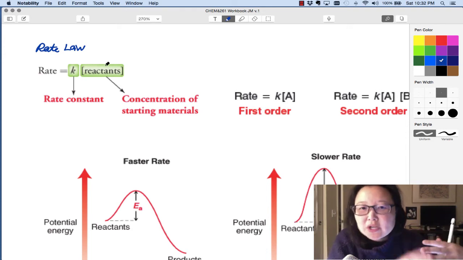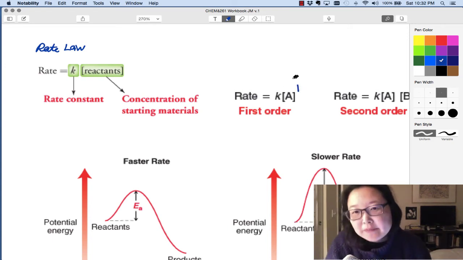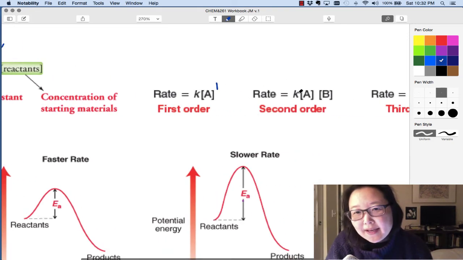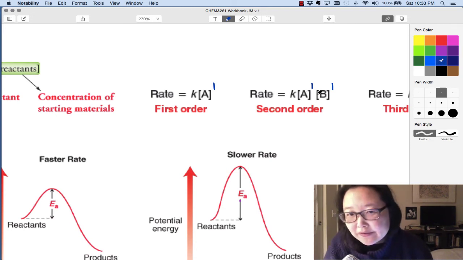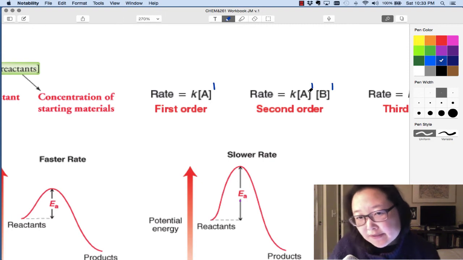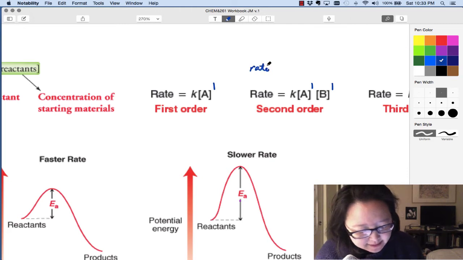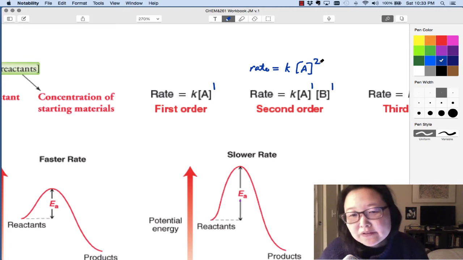Some of them change proportionally, and that's first order, meaning the exponent is 1. Some reactions might involve two reactants, A and B, and if it increases with respect to A to the first power and B to the first power, then the overall rate order is 2. 1 plus 1 is 2, so we call this a second order reaction, even though it's first order with respect to A and first order with respect to B. Or you might see in Gen Chem sometimes that it's one reactant, but it's to the order of 2.